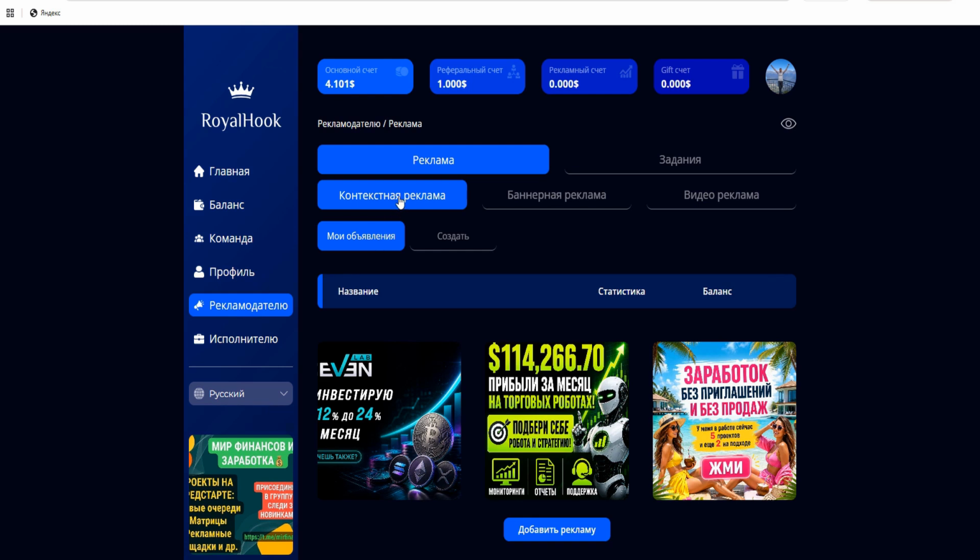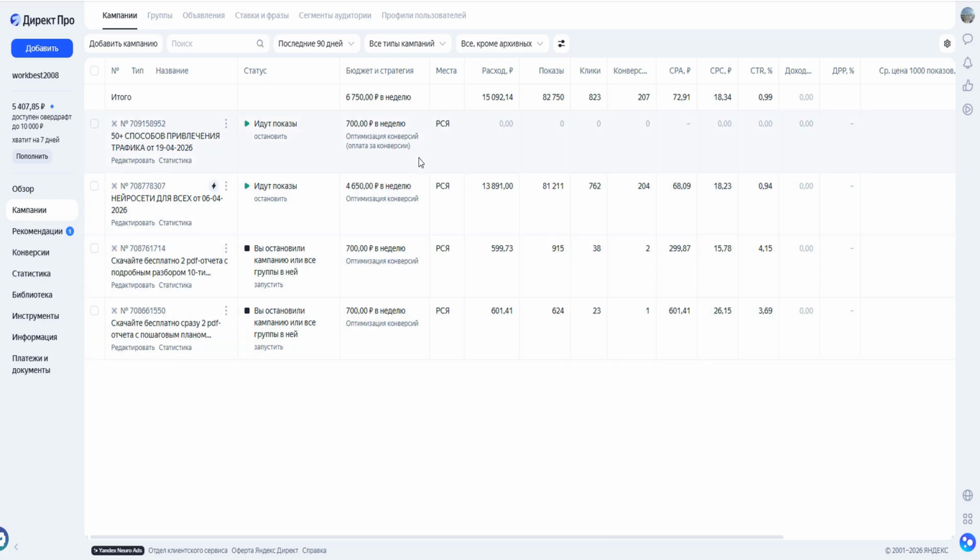Right now I'll compare Yandex Direct with advertising in RoyalHook. Let's start with Yandex Direct. Here I have an advertising campaign in Yandex Direct. Here the conversion is 207, meaning 207 people. The conversion is the number of people who subscribed to what I was advertising. The total cost per subscriber came out to exactly 72.90, which we can basically round up to 73 rubles.